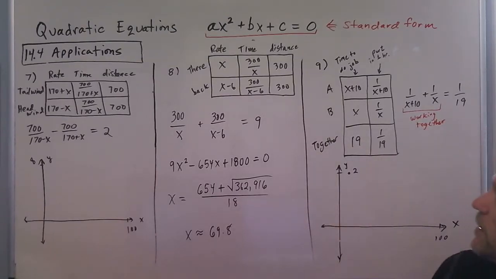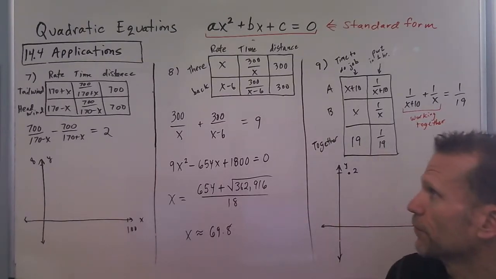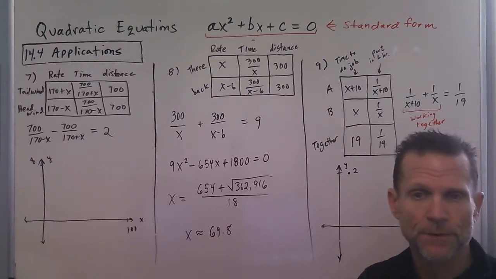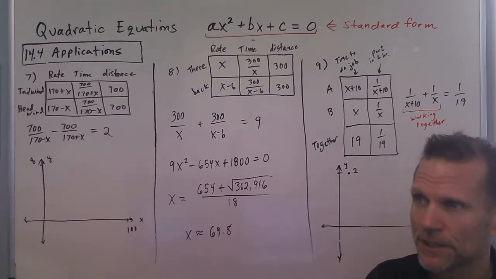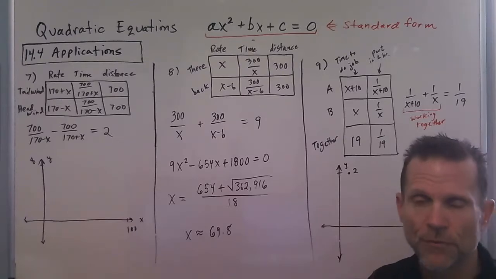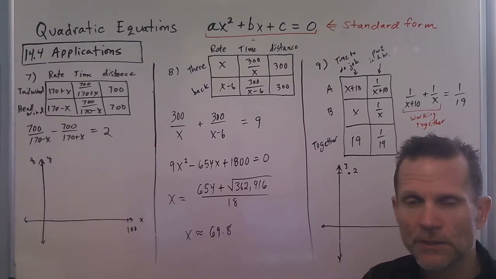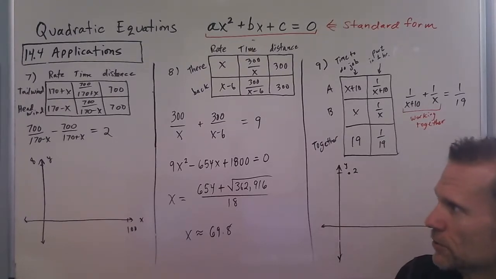Continuing on with 7, 8, and 9 from 14.4. Again, the hard part of these problems is going to be deciphering the reading and coming up with the equation. Hopefully the solving won't be too bad for you using the quadratic formula or a graphing tool like Desmos.